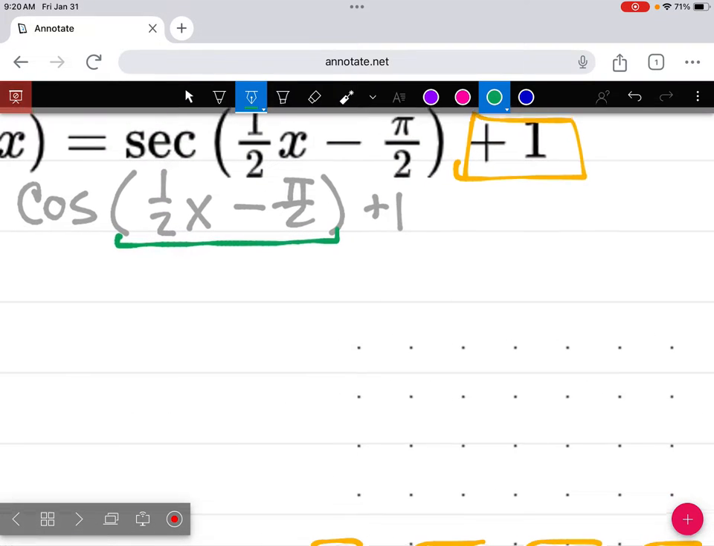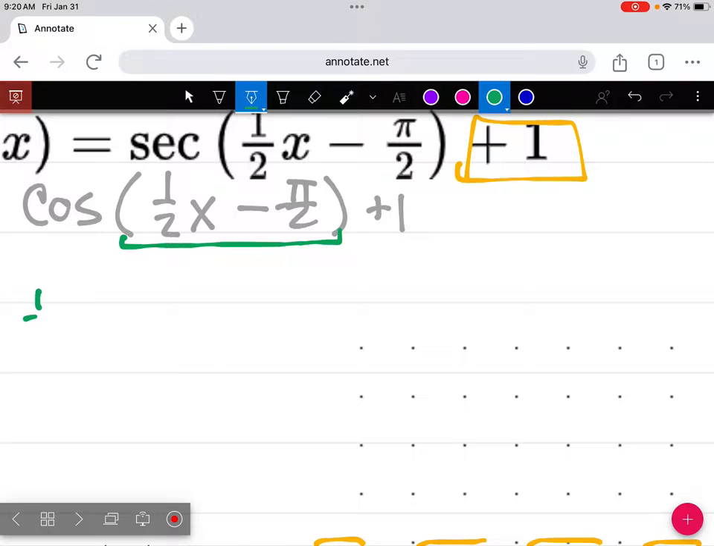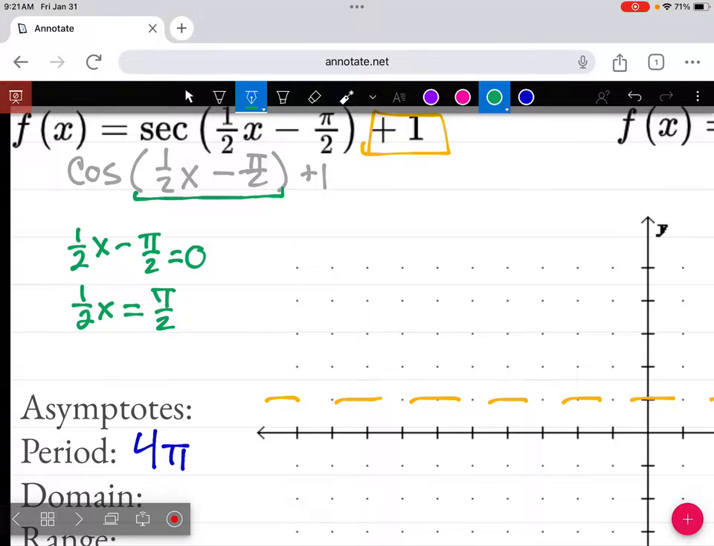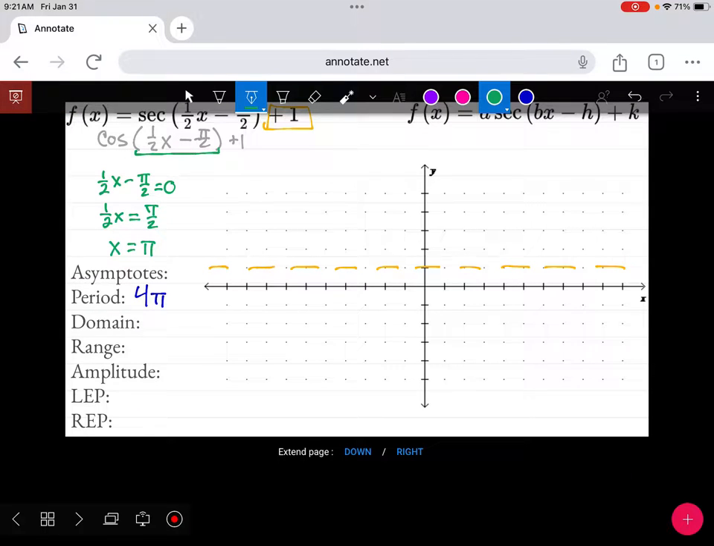So we want to know when our 1/2 x minus pi over 2 equals 0. That gives us when it starts at the left. So we're going to add our pi over 2. So we have our 1/2 x equals pi over 2. So where is our left endpoint? Pi. Multiply both sides by 2. So we're going to start at pi.